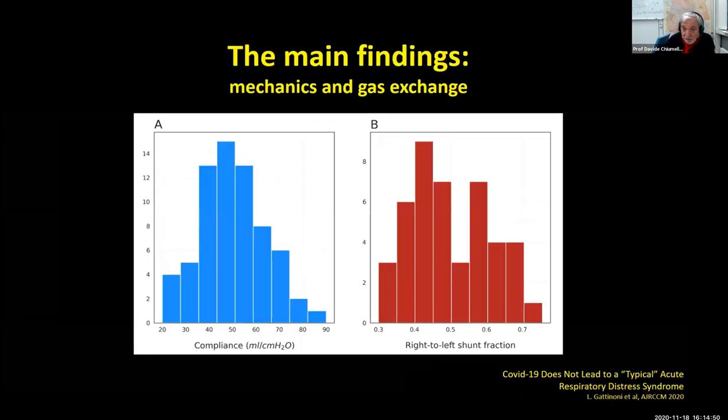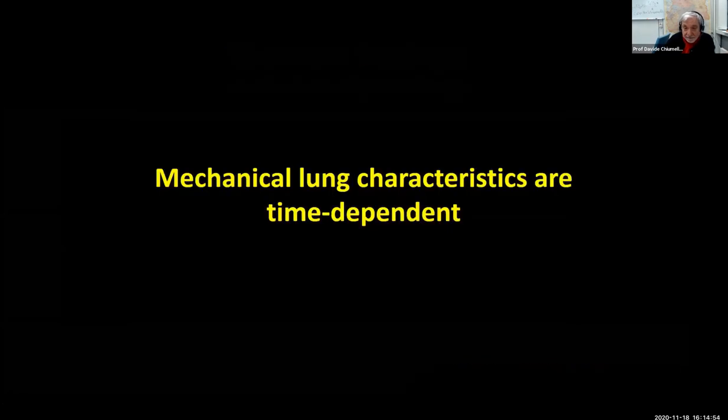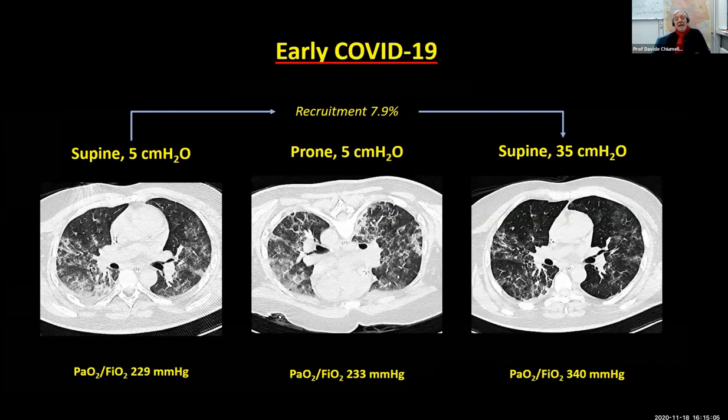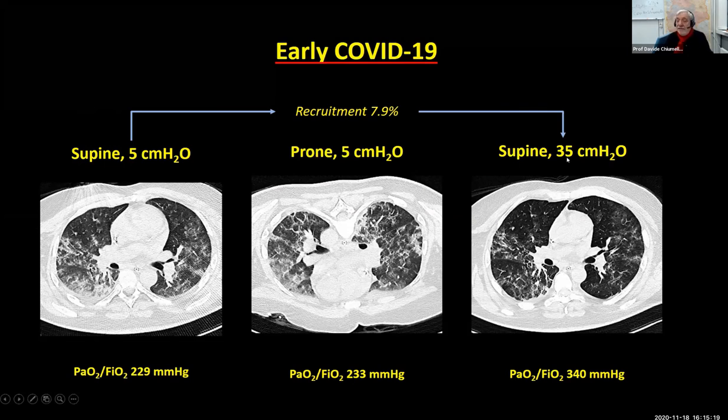The slide I showed before was done in the early phase and measured in standard conditions of PEEP, every patient at the same 5 centimeters of water. Now, let me give you this example. Early COVID patient, look here, densities are present, not so much. Supine, 5 centimeters of water. Prone, 5 centimeters of water. Supine, 35 centimeters of water, that means a sort of recruitment maneuver. I can call atelectasis what is open at 35, and consolidation what remains closed at 35. And you see the recruitment is about 8%, and we don't have a great difference between supine and prone.